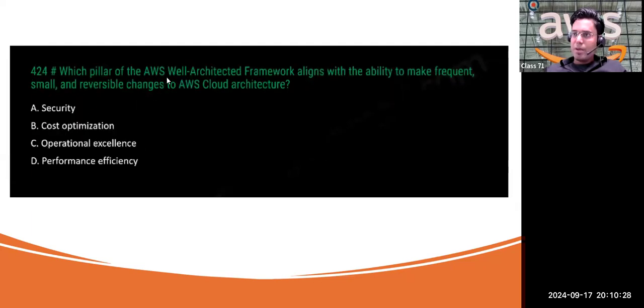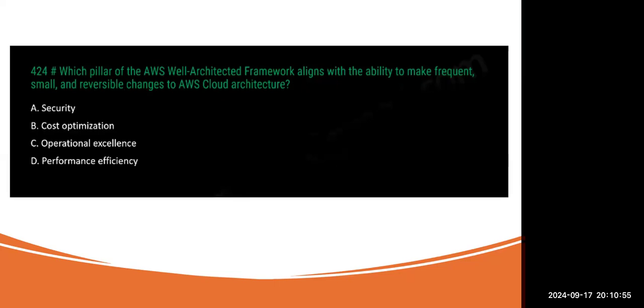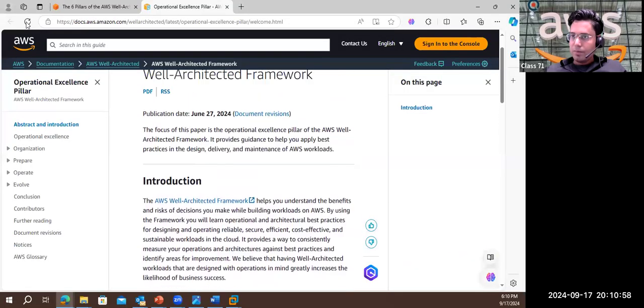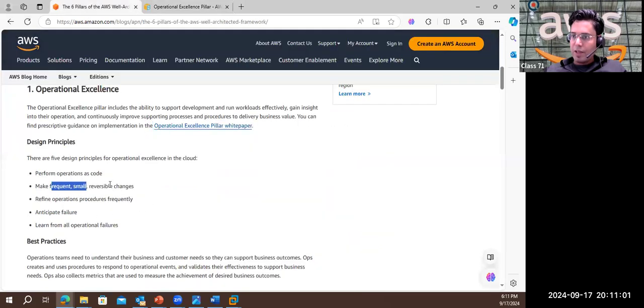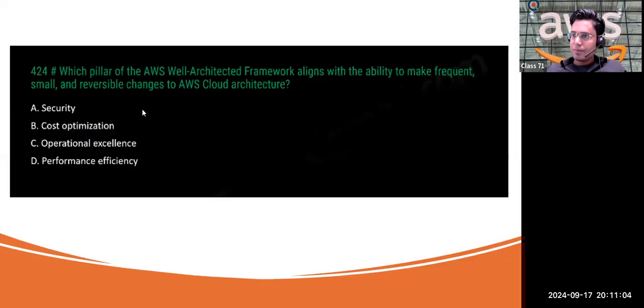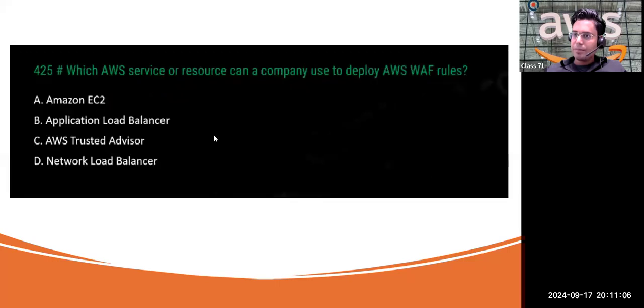Again, which pillar of the AWS Well-Architected Framework aligns with the ability to make frequent, small, reversible changes? I already showed you this thing. There's the phrase make frequent, small, and reversible changes to the AWS cloud architecture. We have security, cost. Security eliminated, cost eliminated. They're not talking about costs, I think. Operational. Yeah, operational. If you see, make frequent, small, reversible changes, operational.